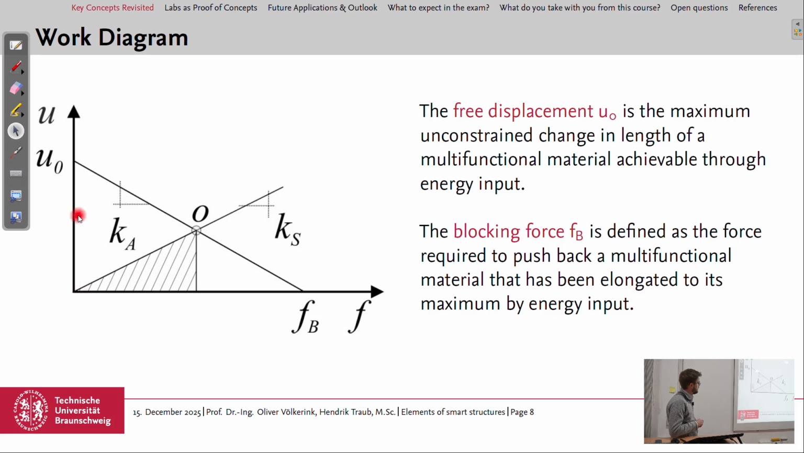We are here on the y-axis at the highest force, the blocking force, and it's still with an active field, so field activated. We can also see the structural conformity in this diagram. This is the line for the actuator, this is the line for the structure. If they have the same slope, meaning the same stiffness, then the area under this curve is maximum, so maximum work capacity.